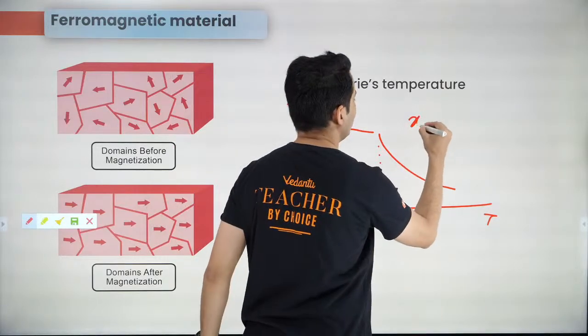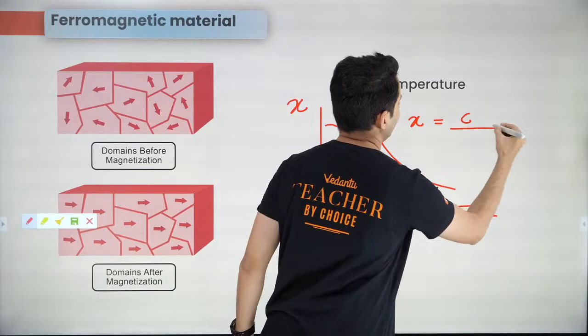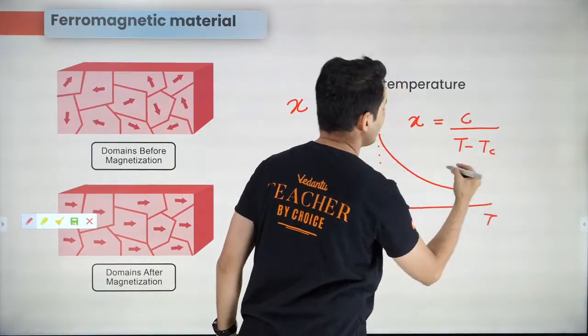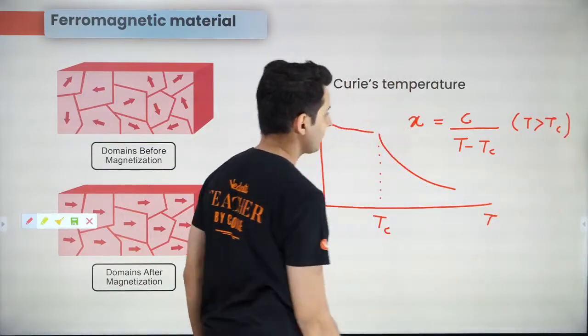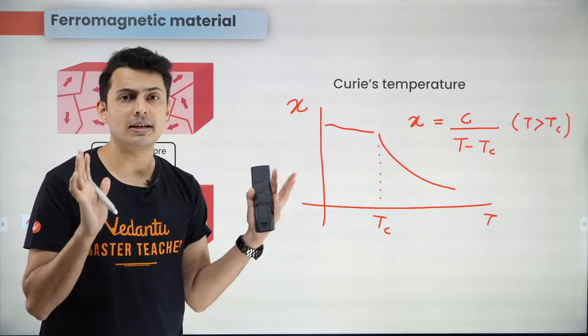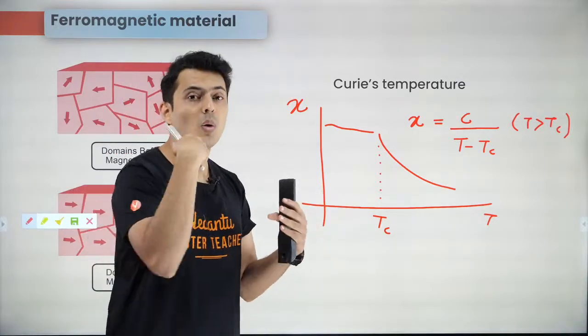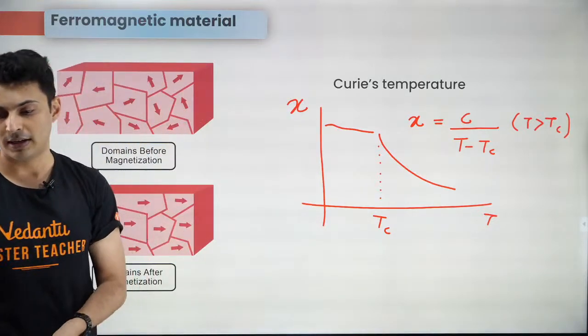So the susceptibility is again basically some constant divided by T minus Tc. So this is valid only when temperature is more than Tc, Curie's temperature. Till you heat it to Curie's temperature, nothing happens. Only when you cross that Curie's temperature, the susceptibility behaves like a paramagnetic material.